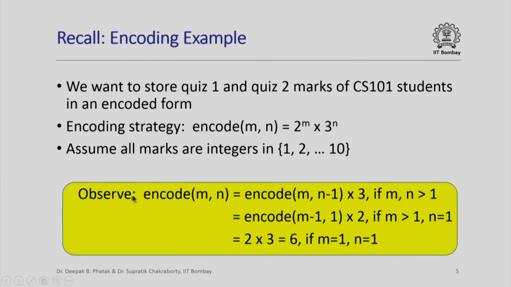In the last lecture on recursive functions we have seen that we can think of this encode function as specified recursively in this manner: in order to compute encode m comma n, I could compute encode m comma n minus 1 if both m and n were greater than 1, and multiply the result by 3. If n is equal to 1, I could compute encode m minus 1 comma 1 and multiply the result by 2 if m was greater than 1, and if both m and n are equal to 1, I can get the result directly as 2 times 3, that is 6.